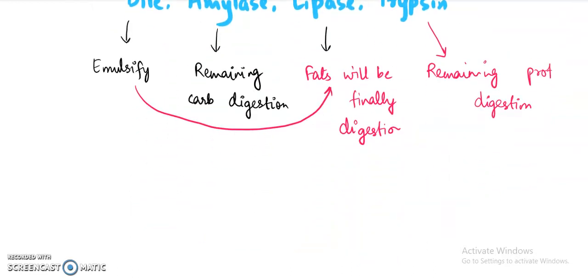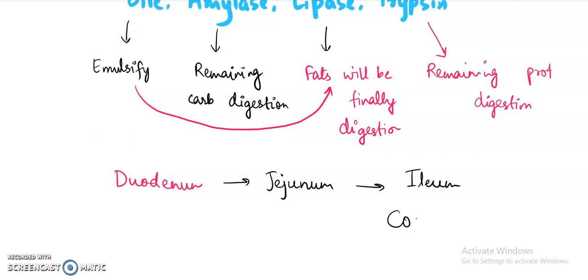So as food passes from duodenum, it is partially digested. Then in jejunum, it gets a bit more digested than duodenum, and in ileum, finally the complete digestion gets over. I hope it is clear to you. Small intestine is actually the site of digestion, complete digestion.